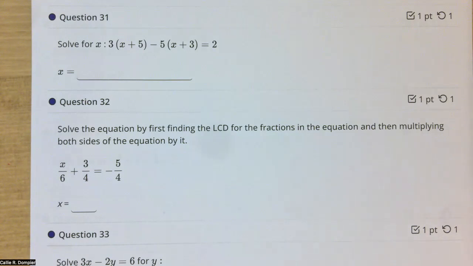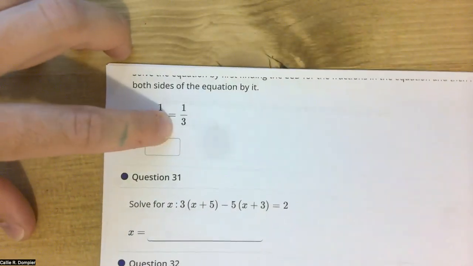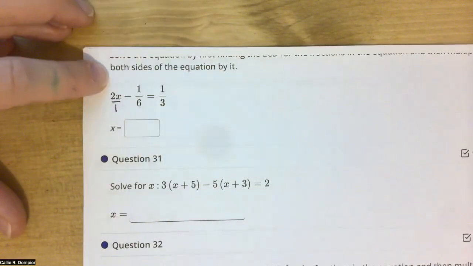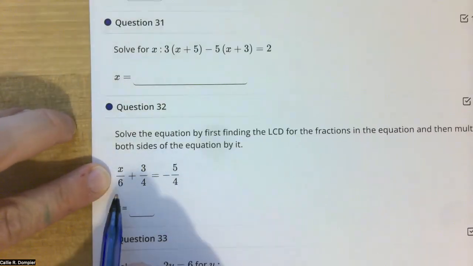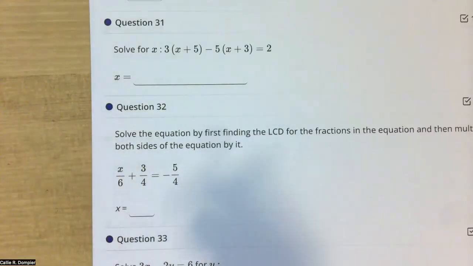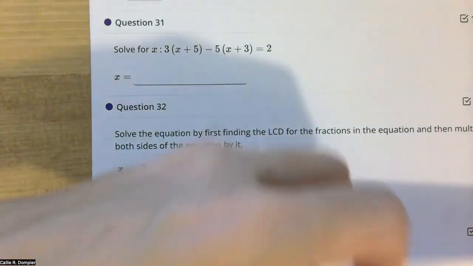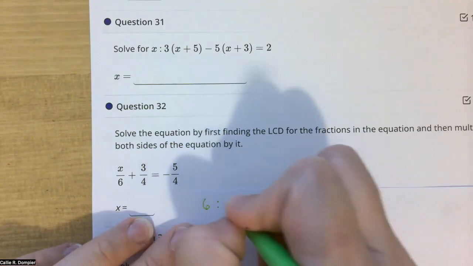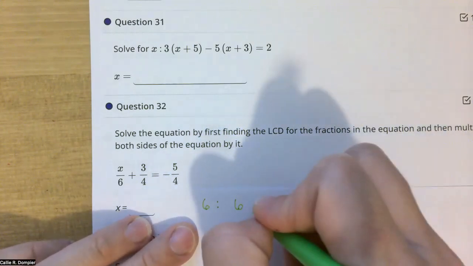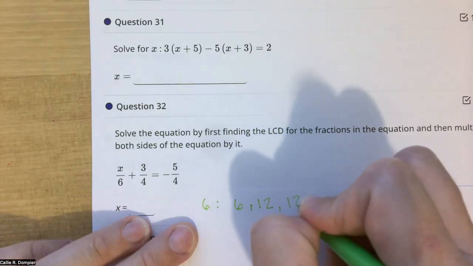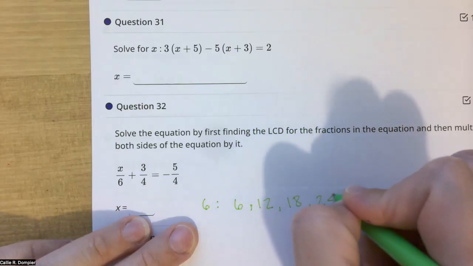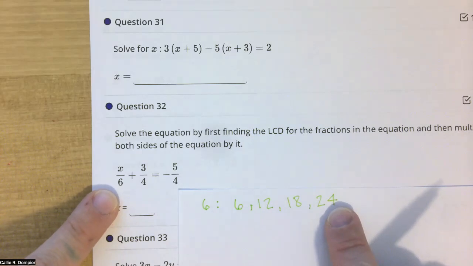Question 32 is the same as question 30. However, it's a little bit more difficult because with 30, we had 6 and 3, so we only needed to multiply everything by 6 to clear out the 3 as well. Here we have our denominators of 6 and 4. So if you want to find an LCD for 6 and 4, you kind of want to think about what are the multiples of 4 and what are the multiples of 6. So the multiples of 6 are 6, 12, 18, 24. 6 times 1 is 6, 6 times 2 is 12, 6 times 3 is 18, 6 times 4 is 24. We will definitely find it by then, right? Because that's 6 times 4, right?